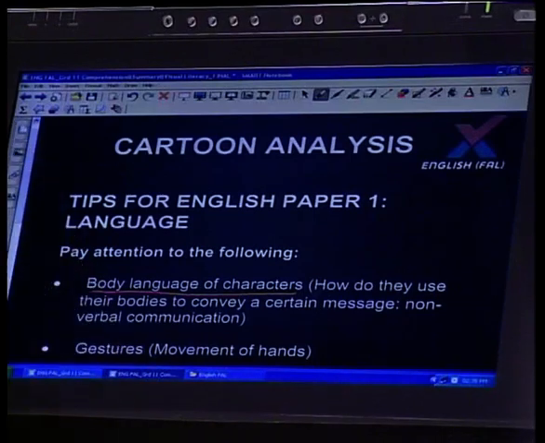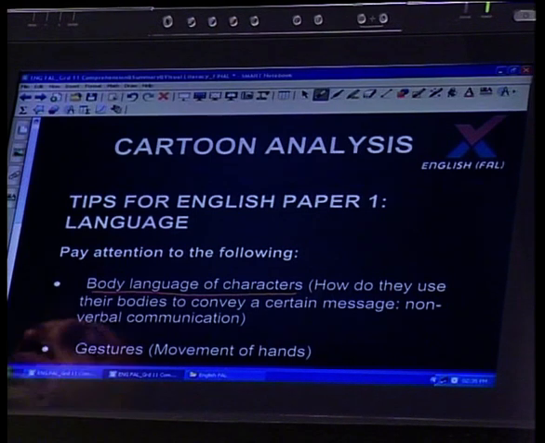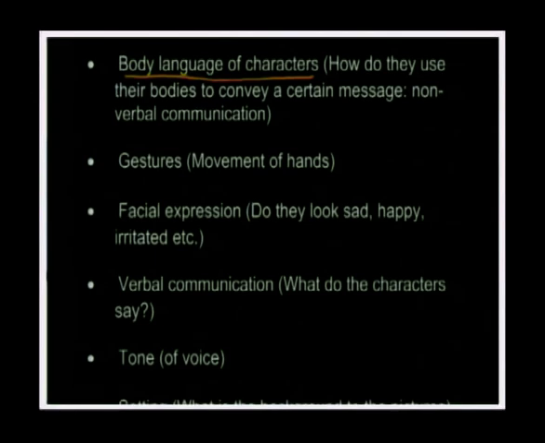So the first thing is the body language. What does the body language say about the cartoon characters, about their actions, about their thoughts, about their feelings as well? Besides the body language, there are other aspects that we'll focus on as well. The other thing is gestures. This refers to the movement of one's hands. People move their hands in different ways, and this means different things to different people. So we've got to look at the gestures.